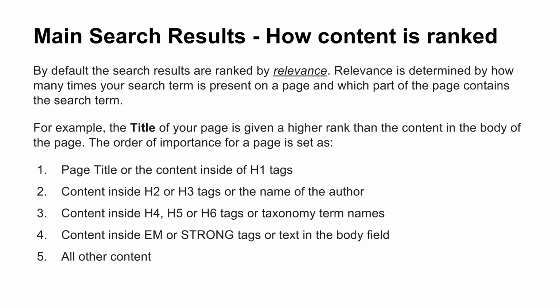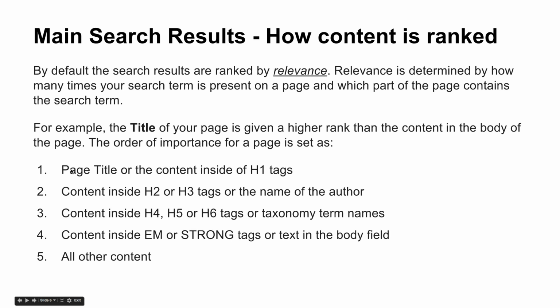This is how content is ranked in OpenScholar. By default, the search results are ranked by relevancy. Relevancy, or the relevance, is determined by how many times your search term is present on a page and which part of the page contains the search term. So for example, the title of your page, if it has the word deleting, like in my example, it's heavily weighted. So it will promote that up to the top of the main content area.